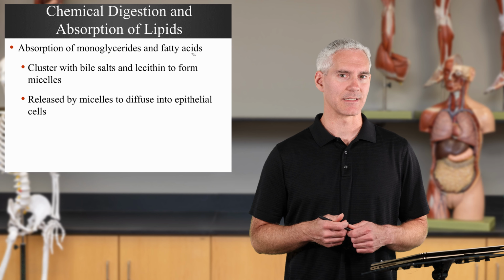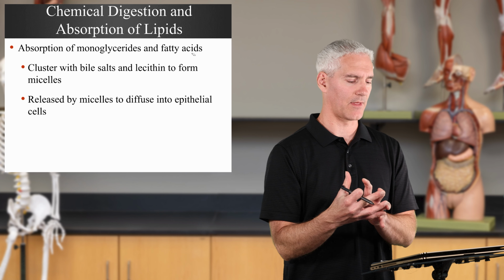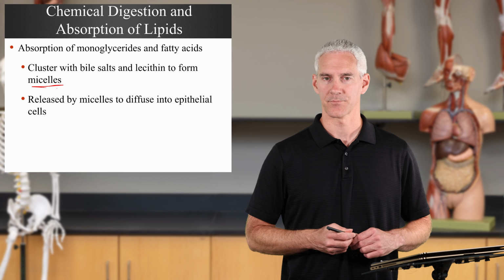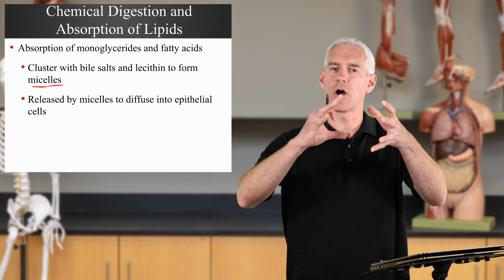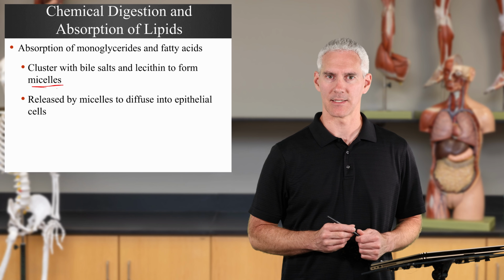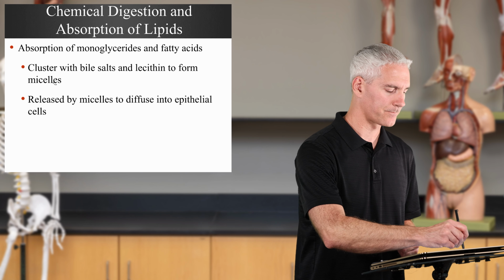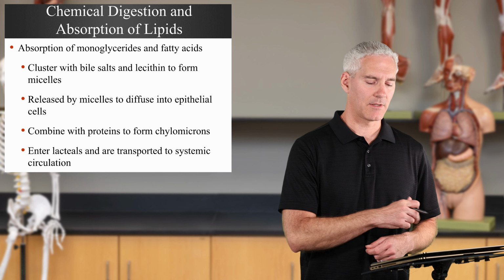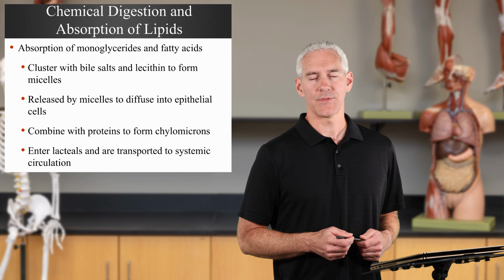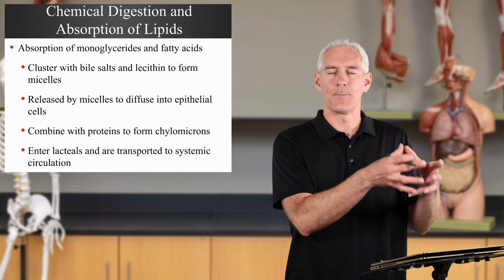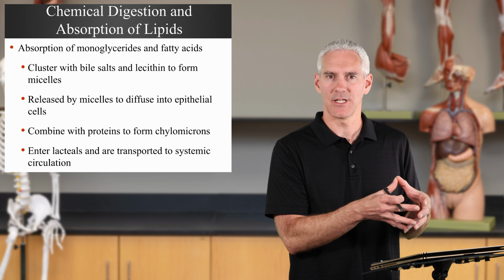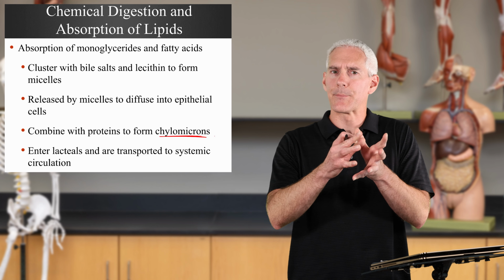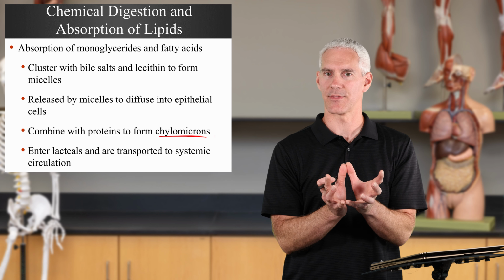What ends up happening is the bile salts will cluster around them, and you end up with lecithin forming micelles. These micelles are kind of like a coating around the actual monoglycerides, around the fatty acids. Now you can have these released from the micelles to the epithelial cells. Once in the epithelial cells, that monoglyceride, that fatty acid chain, then forms chylomicrons. That's because there'll be proteins that coat and cover them.